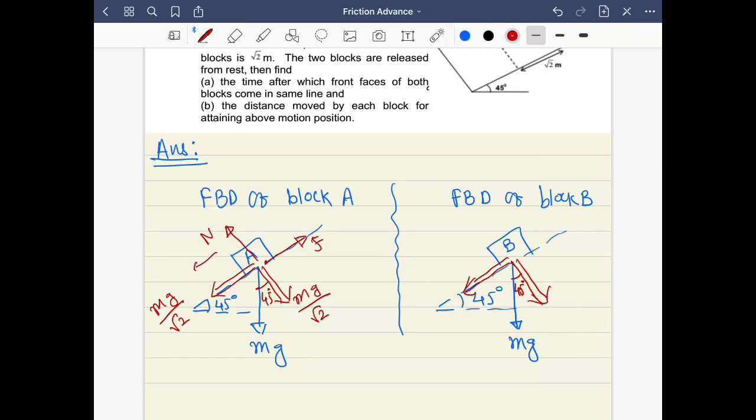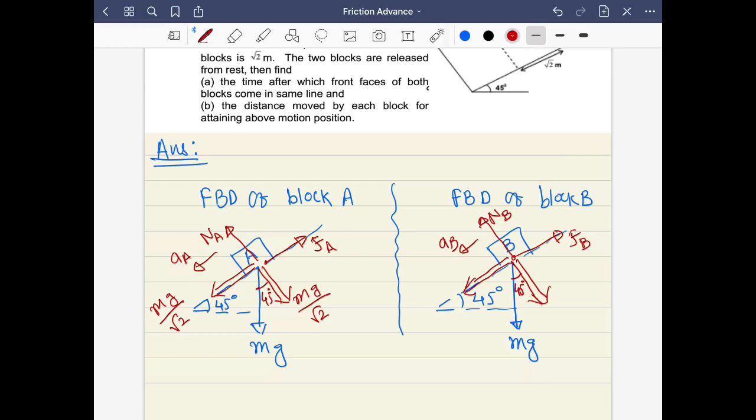So acceleration of A is in this direction, acceleration of B is in this direction. Here also the same thing, the frictional force will act in this direction, and the normal reaction will be in the upward direction. So I'll consider this as A, I'll consider this as B, frictional force for B, frictional force for A. So I hope this is clear. These two FBDs are clear, right?